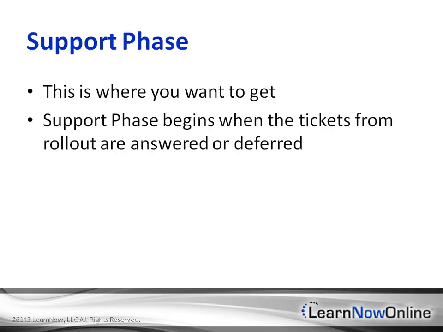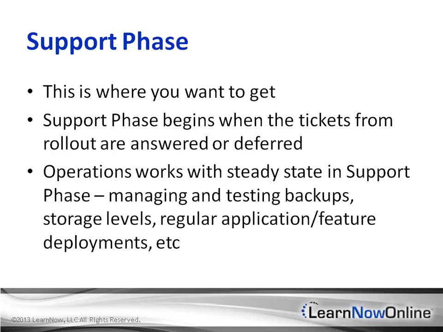The support phase begins when the tickets from rollouts are answered or deferred. We don't have to have all of them solved, but you can say, yes, we know this is an issue, this will go into phase 2 or a different project. You can push them off. This is your, from an email term, zero inbox bounce. Things are coming in, you've got them managed, you know what you're going to do with them, and now you're going into standard operating procedure.